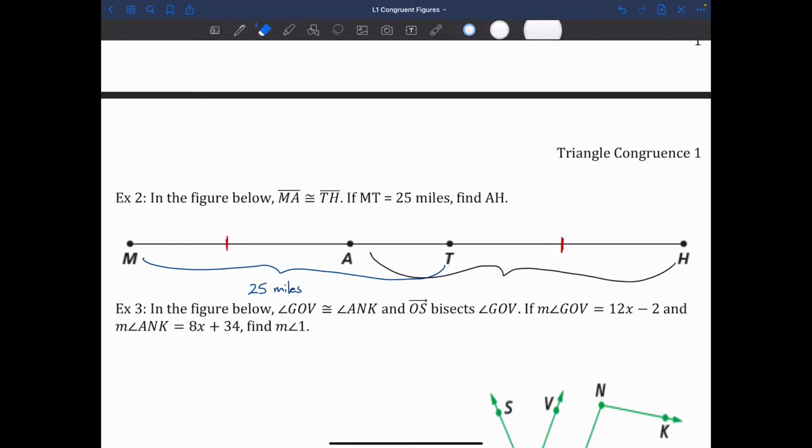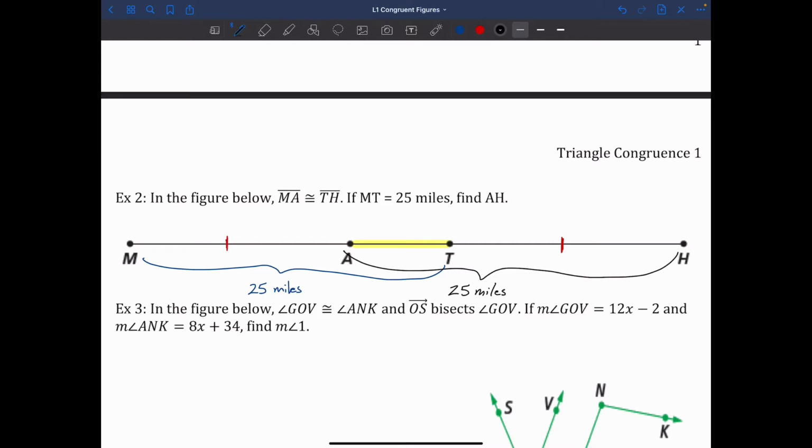All right, hopefully you gave it a shot. Let me try that one more time. This is actually just the same thing as the last one. We know that those red pieces are the same. So that 25 miles in blue is made up of a red piece plus this highlighted piece in the middle. Well, that piece on the right, from A to H, is also made up of a red piece plus that piece in the middle. So that's also going to be 25 miles.